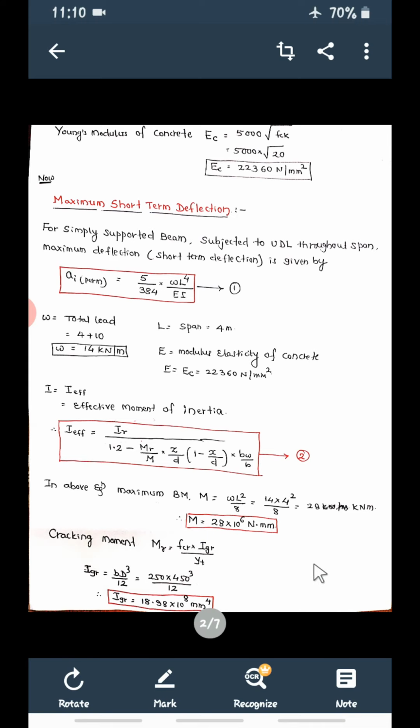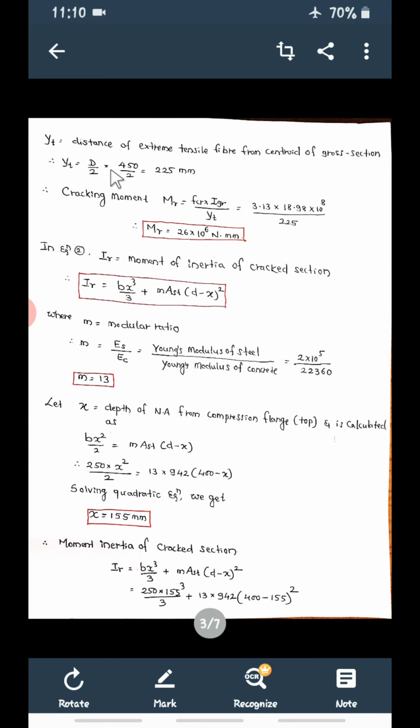Next yt. What is yt? Yt is nothing but the distance of the extreme tensile fiber. Tensile fiber means the bottom face of the beam. So it is the distance of the bottom face of the beam from the centroid of the section. It is a rectangle, so the centroid will be at half of the total depth. So yt is equal to overall depth divided by 2, that is 450 by 2, 225 mm.